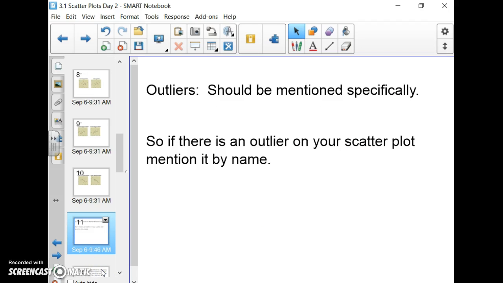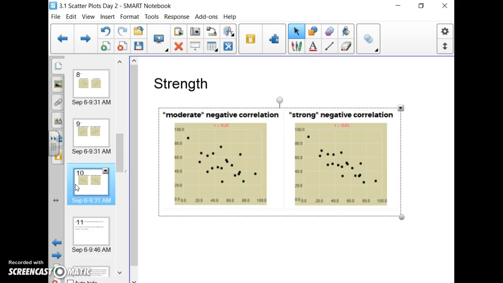Alright, now outliers. Outliers need to be mentioned specifically. If there's an outlier on your scatter plot, you have to mention it by name. You don't just say there's an outlier. For example, if I go over here, it could be argued this is an outlier right here. You would look on the graph to about where it is. So this one's about, let's say, 0.5 and like 90.